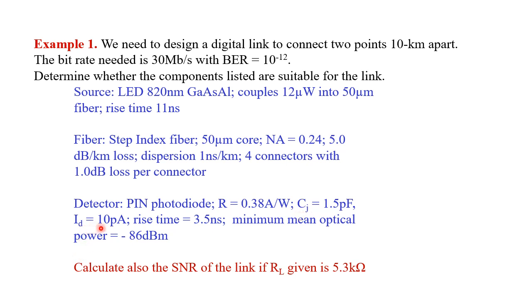Dark current is 10 picoamps. Rise time is equal to 3.5 nanoseconds. Minimum mean optical power is minus 86 dBm. And the question is, calculate also the signal to noise ratio of the link if load resistance RL is 5.3 kilo ohm. So this is the question.